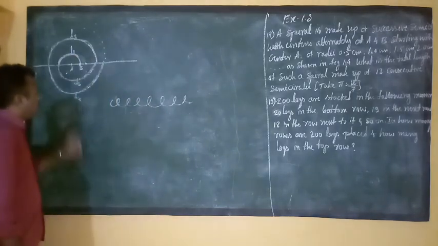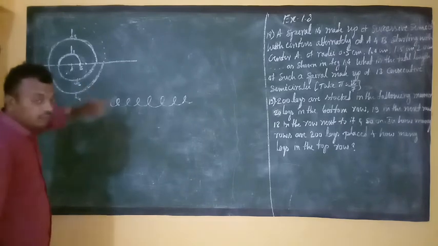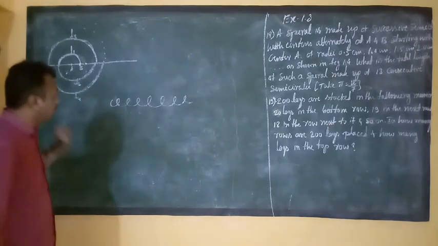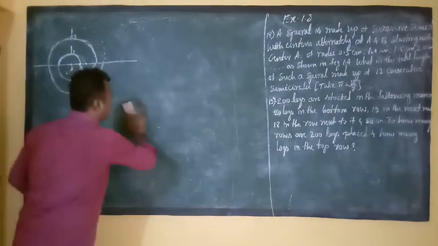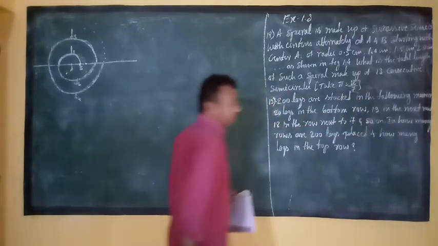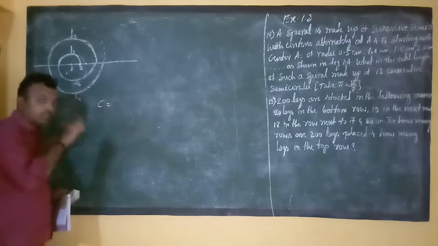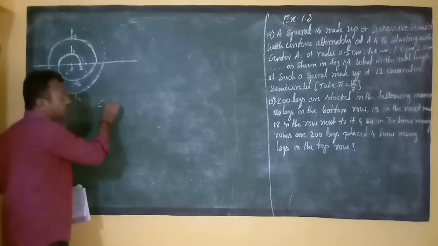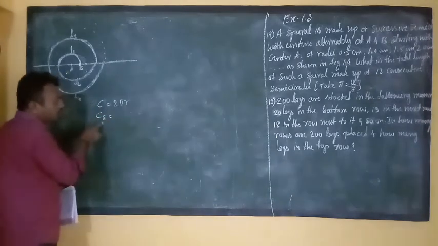Okay students, what we have to calculate? We have to calculate the total length of the spiral. How do we calculate? Very simple students. See here, first, they have also given the hint pi is equal to 22/7. Do you know what is the semicircle? What is the length of the circle? Circumference of a circle, C is equal to 2 pi r. What is the circumference of a semicircle?